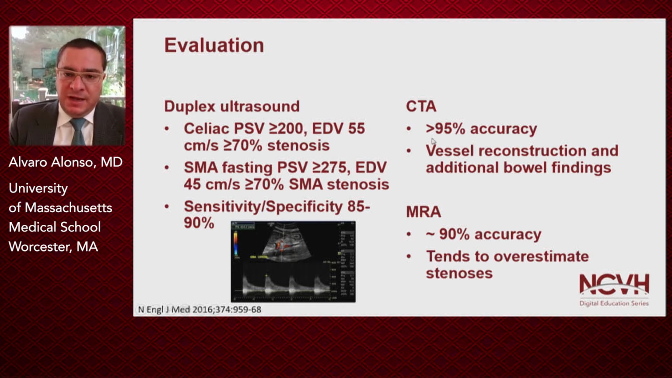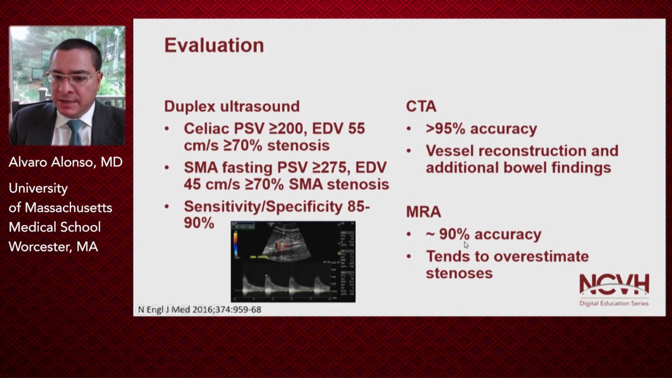Computer tomography angiography has an even greater accuracy. Vessel reconstruction and additional bowel findings could be useful at identifying features, or trying to differentiate acute versus chronic mesenteric ischemia. The reconstruction of the vessels could also help you understand what is going on and actually help you plan for your procedure.